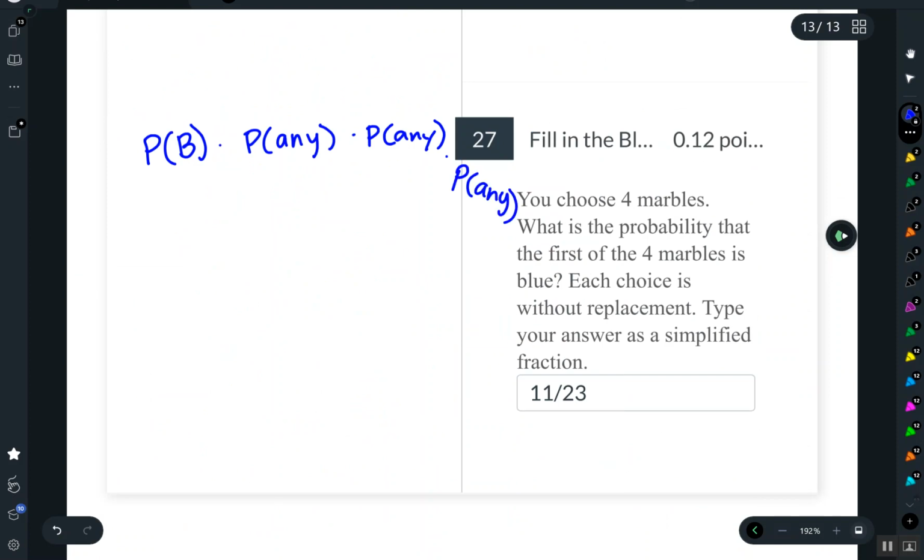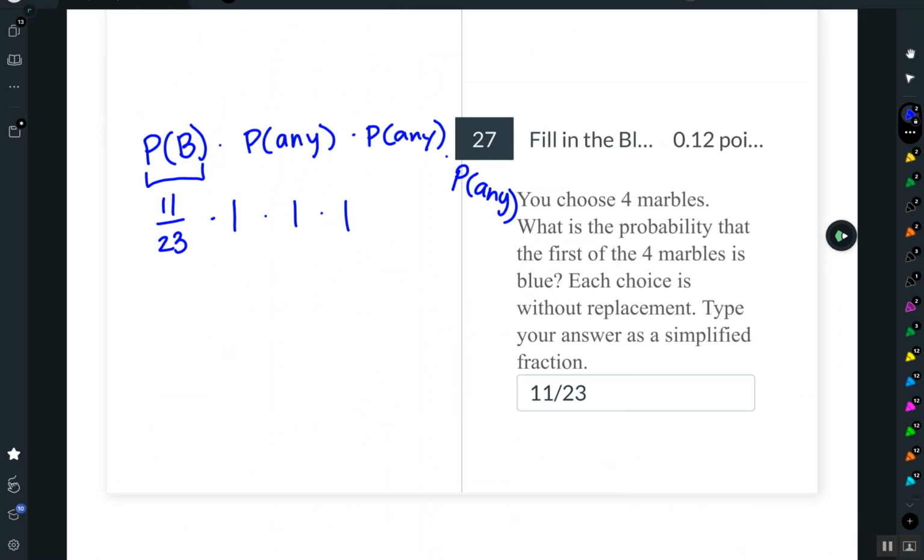This actually makes it really easy. The probability of blue was 11 out of 23. The probability of getting any marble after that is just 1. You're guaranteed to get something. So that's why it's just 11 out of 23.